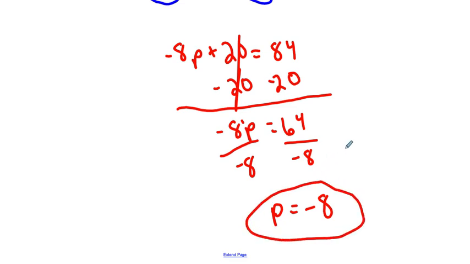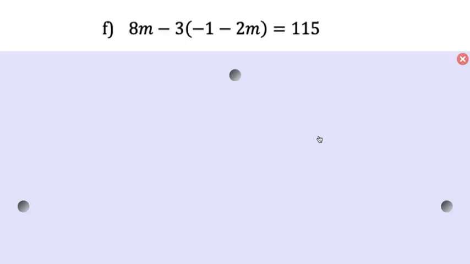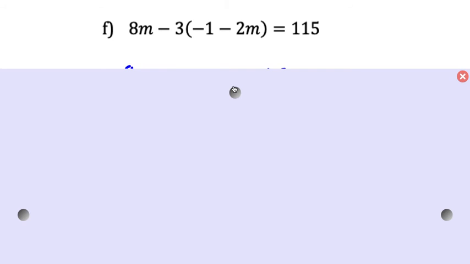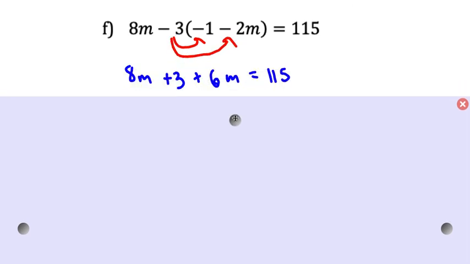All right, last one. I got this one done for you too, so we're going to start it off by using our distributive property. So negative 3 times negative 1 is a positive 3, and negative 3 times negative 2 is a positive 6. So let me reveal that part here. Negative 3 times negative 1 is 3. Negative 3 times negative 2 is 6.